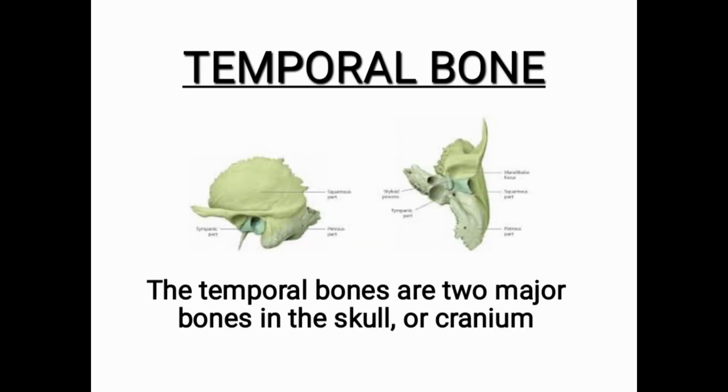Temporal bone. The temporal bones are two major bones in the skull or cranium. They help form the sides and base of the skull, where they protect the temporal lobe of the brain and surround the ear canal.